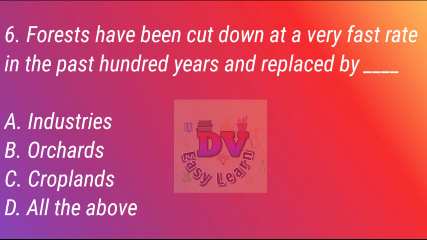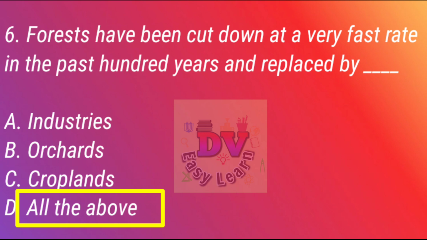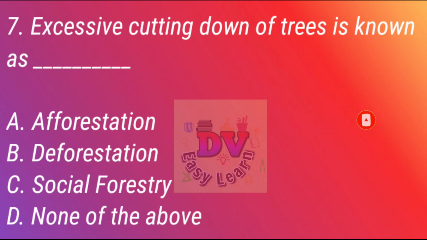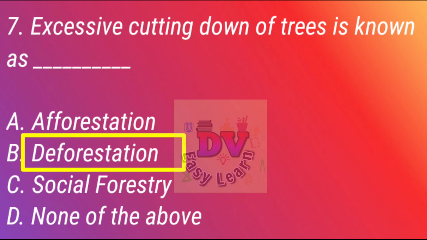Question number 6. Forests have been cut down at a very fast rate in the past 100 years and replaced by. Correct answer, all the above. Industries, orchards, croplands. Question number 7. The excessive cutting down of trees is known as. Correct answer, deforestation.